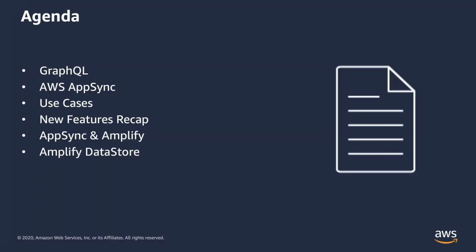Here's what we're going to talk about today to answer these questions. We start by quickly leveling up on GraphQL as a technology. Then we talk about AWS AppSync and how it leverages GraphQL to provide a powerful and flexible serverless API solution. We'll go to some different use cases and how customers are powering their applications with AppSync in the real world in production at scale. We'll then revisit some exciting features we released in the past months.